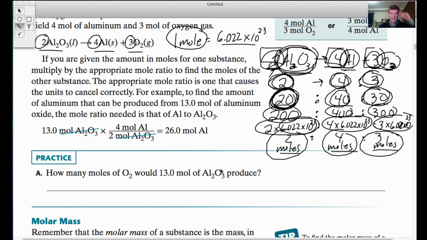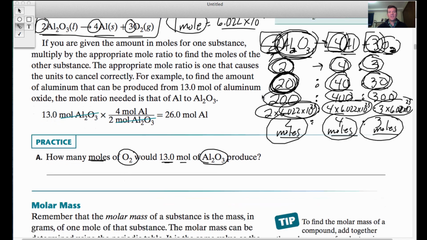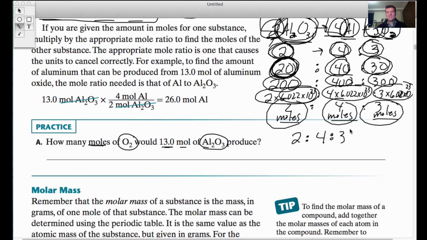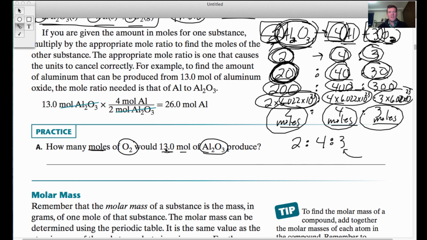Right here, it says, using this reaction that we just talked about, here's this question. How many moles of O2 would 13 moles of the aluminum oxide produce? Well, I just have to look right here. The reaction is always a 2 to 4 to 3 ratio. So how many moles of oxygen? That corresponds to the 3. If I have 13 moles of aluminum oxide, well, if I look at aluminum oxide, which is the 2, as compared to the oxygen, which is a 3, it is a 2 to 3 ratio.